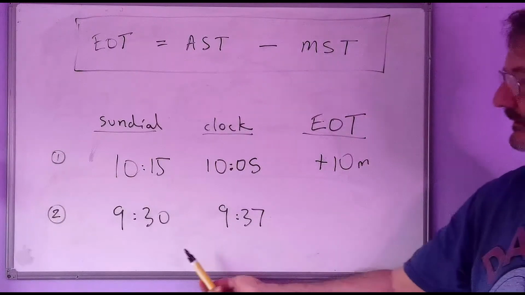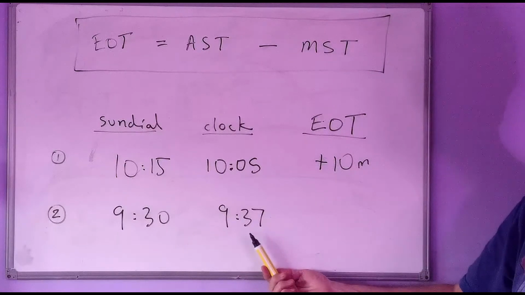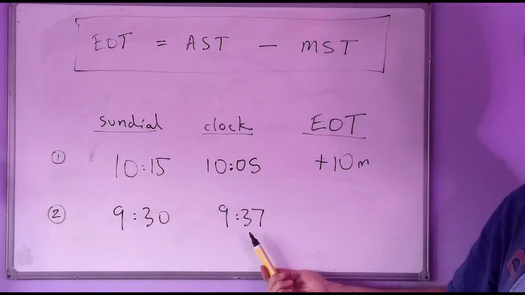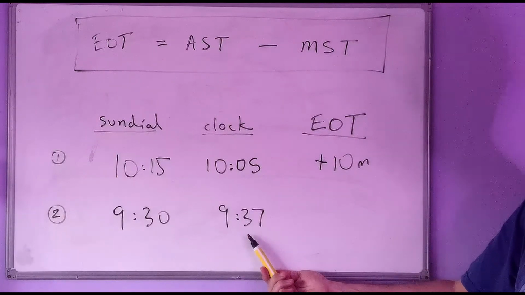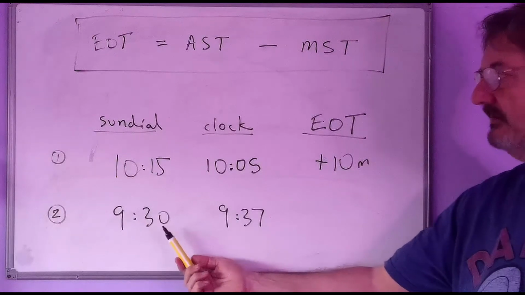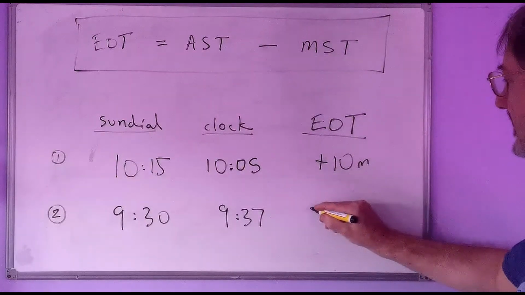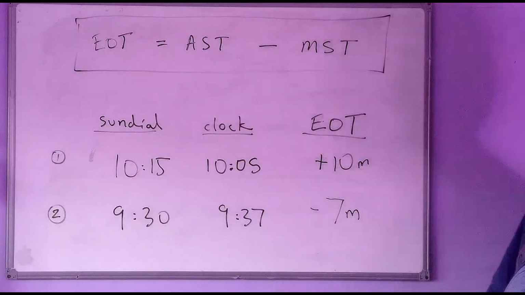Number 2, my sundial says it's 9:30. My clock in Greenwich, because I live in Greenwich, I don't, but there you go, 9:37. So how far ahead is the sundial? Well, it's not ahead, it's behind. So the equation of time is negative, and it's minus 7 minutes.